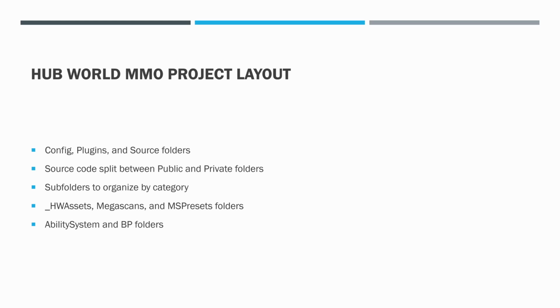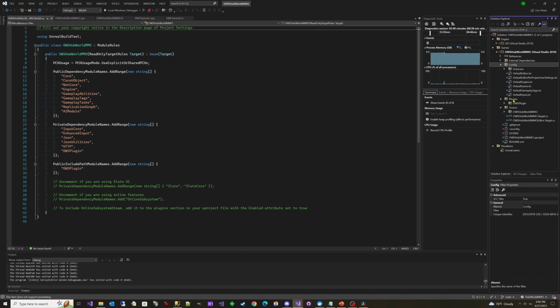Let's take a look at the Hub World MMO project layout. First, you can see that we have three main folders: Config, Plugins, and Source. Our Config folder has INI files, and you'll see that DefaultGame.ini is one that we often have to work with for OWS. And then you'll see under Plugins, we have the OWS plugin. And then the Source folder is where we have our game code.